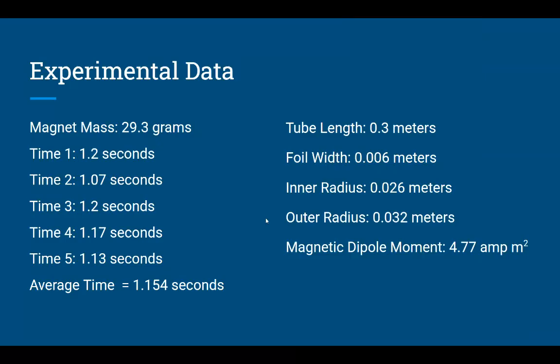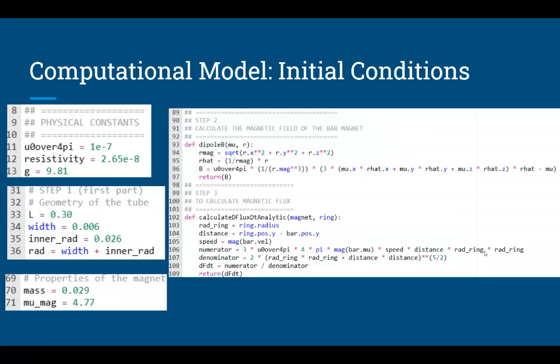For this data that we recorded, we timed the fall 5 times, and we found the average to be 1.154 seconds, so I rounded that to 1.15. And then we also took the dimensions of the tube, so the length of the tube, the foil width, the inner and outer radius, and then our magnetic dipole moment. This is from a previous lab, and we're using the same types of magnets, so it doesn't matter.